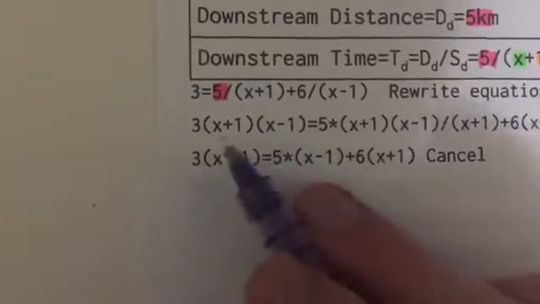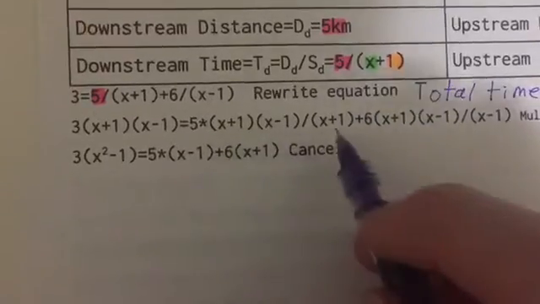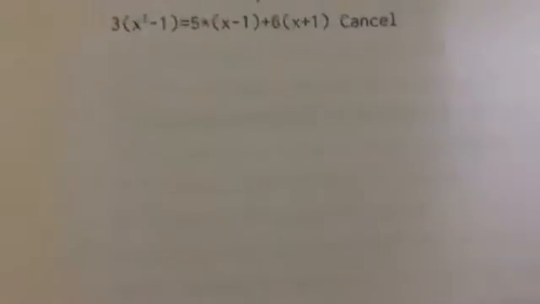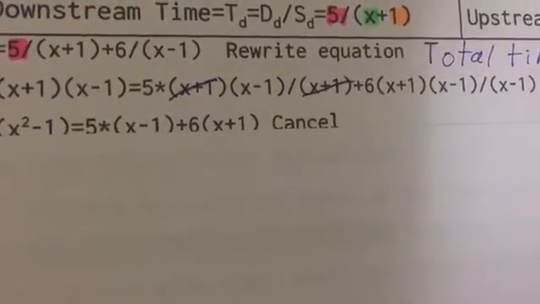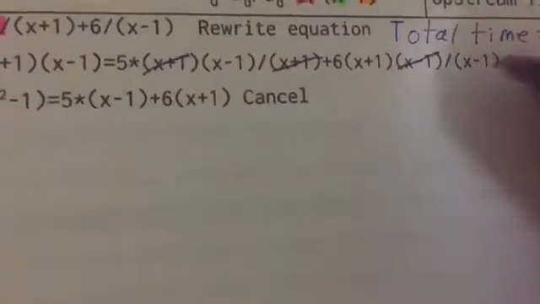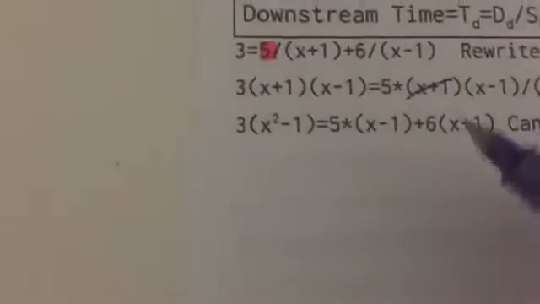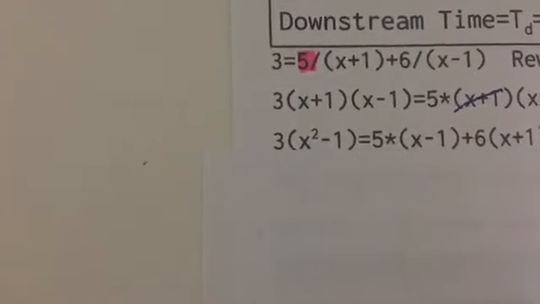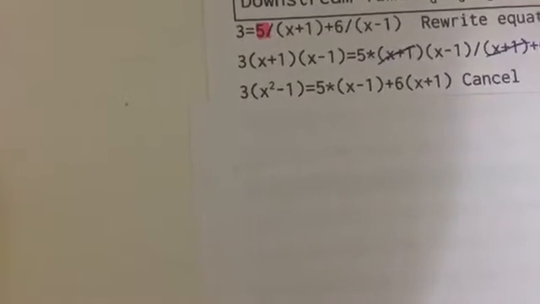So we have nothing we can cancel here because there's no division. Then we have x plus 1, x minus 1, and then x plus 1 again on the other side of the division sign. So I'm just going to cross these two out. And then we have 6 times x plus 1 times x minus 1 divided by x minus 1. And we can cancel these out because they're the same. So then when we do that and continue multiplying, we're left with 3 times x squared minus 1 equals 5 times x minus 1 plus 6 times x plus 1.